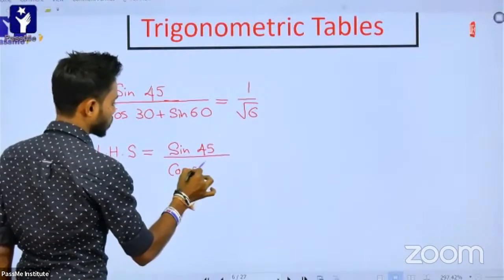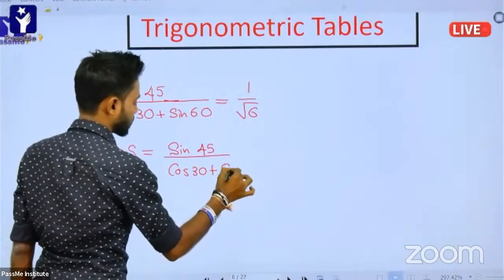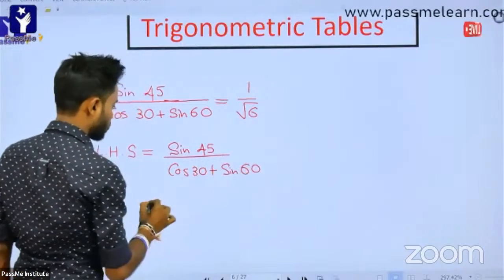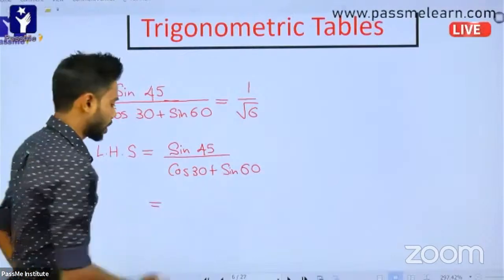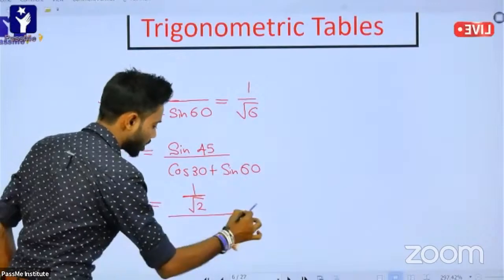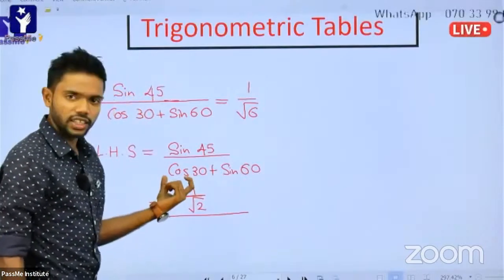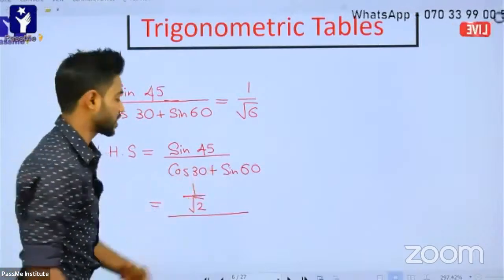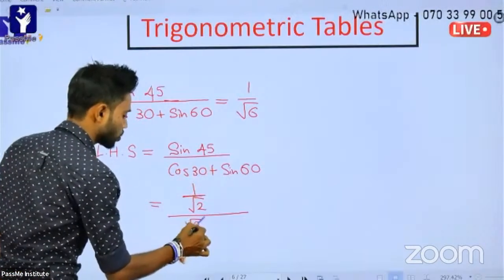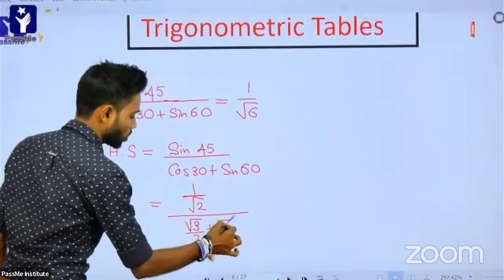So you have to substitute cos 30 and sine 60. Now, you know sine 45 is 1 over root 2. Okay. Now divided by cos 30. Cos 30 is equal to sine 60. Sine 60 is equal to root 3 over 2. And here also sine 60 is root 3 over 2.